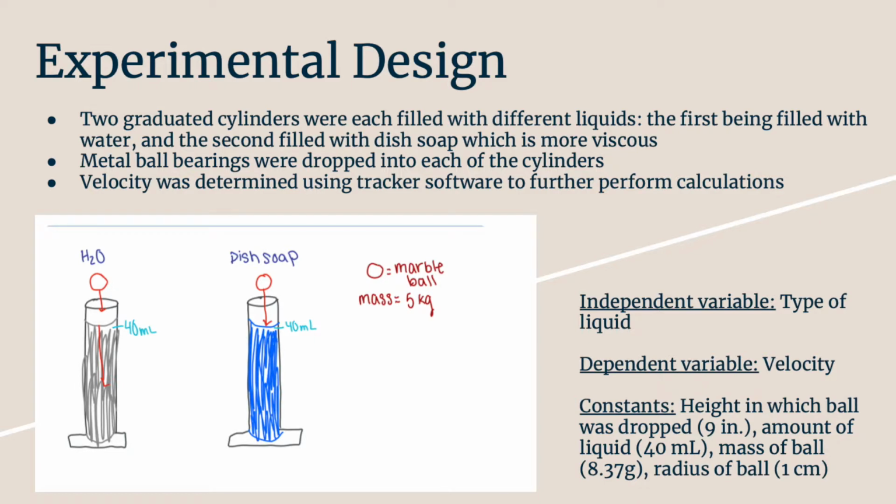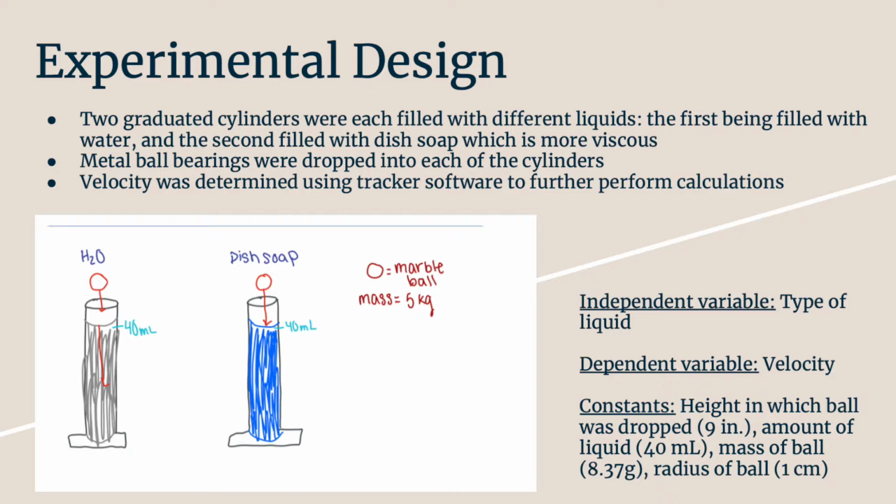Our experimental design was we used two graduated cylinders that were each filled with different liquids. The first one was water and the second was dish soap. The metal ball bearings were dropped into each of the cylinders, and then the velocity was determined using the Tracker software on our computers to further perform our calculations.